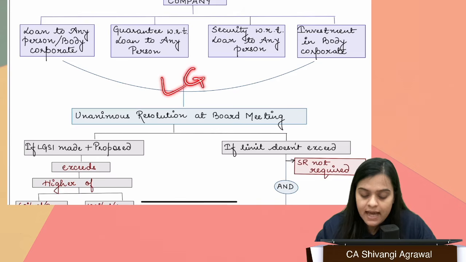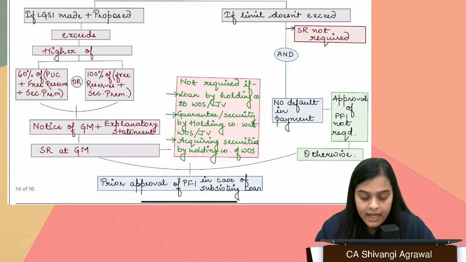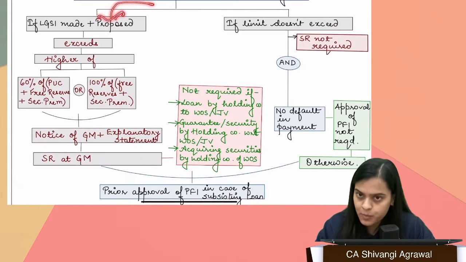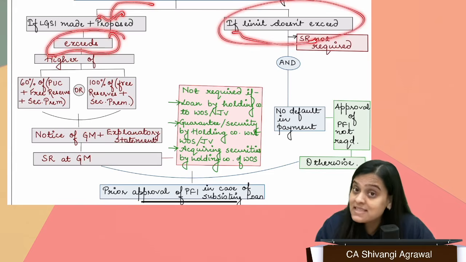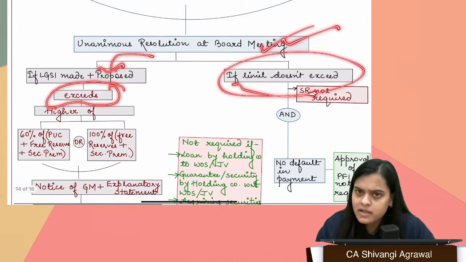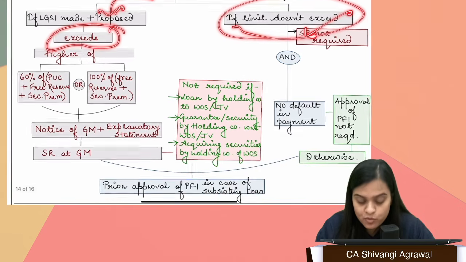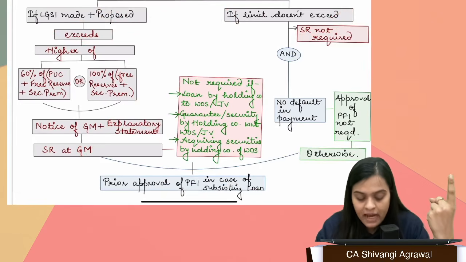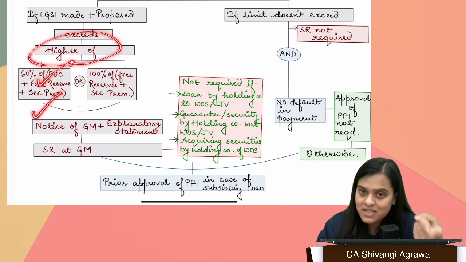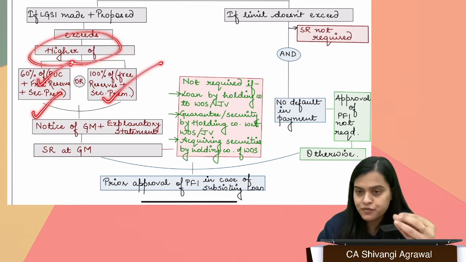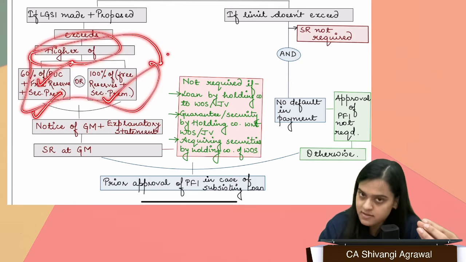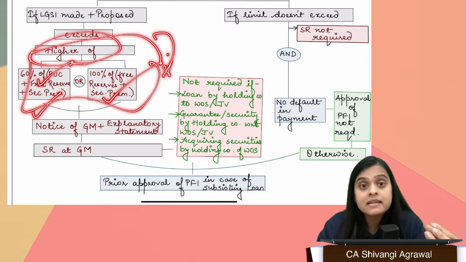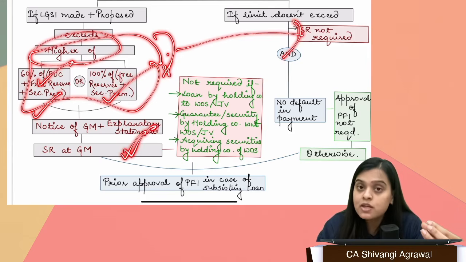Now this LGSI has a limit. If you make the LGSI proposed plus existing and it does not exceed the limit, then fine. UBR is sufficient. You don't need any members' approval. But if it exceeds the limit, then you also need SR. What is the limit? Higher of 60% of paid up capital plus free reserves plus securities premium, or 100% of free reserves plus securities premium. So whatever is higher, that is the limit. If it is exceeding the limit, then you also need SR. Otherwise, UBR is sufficient.